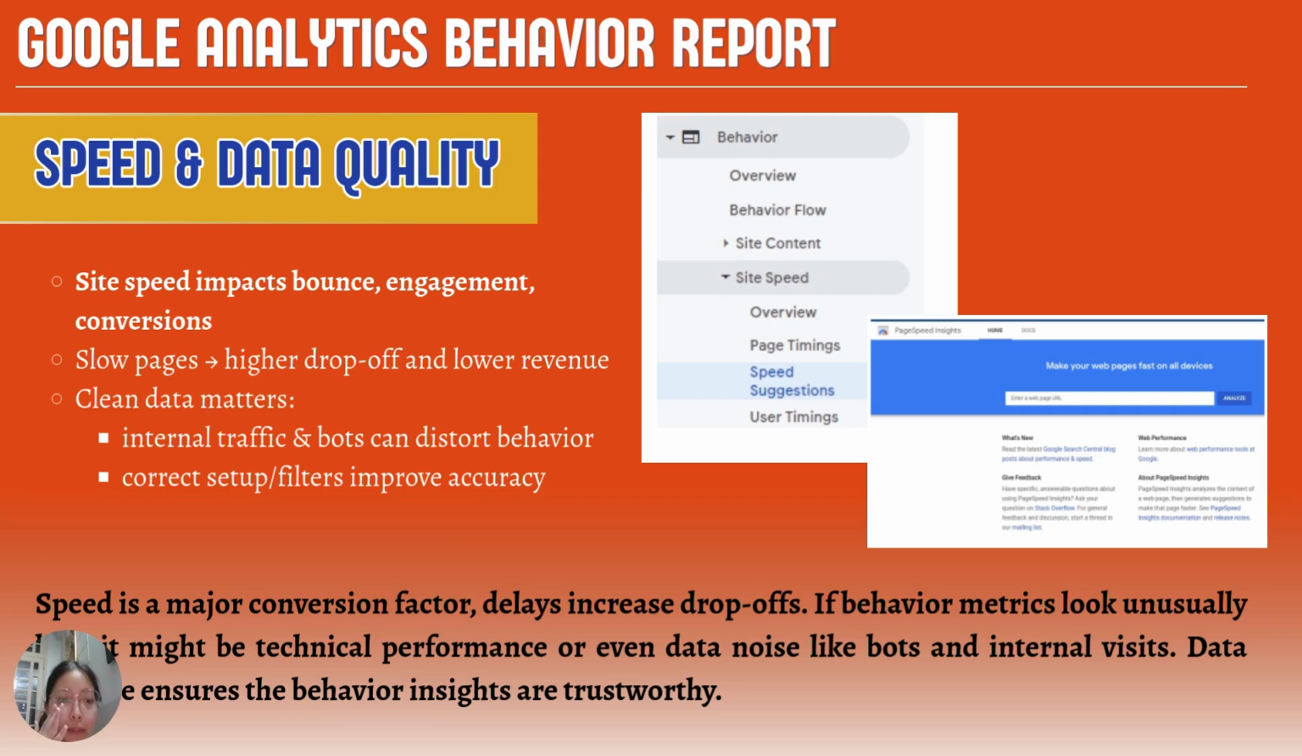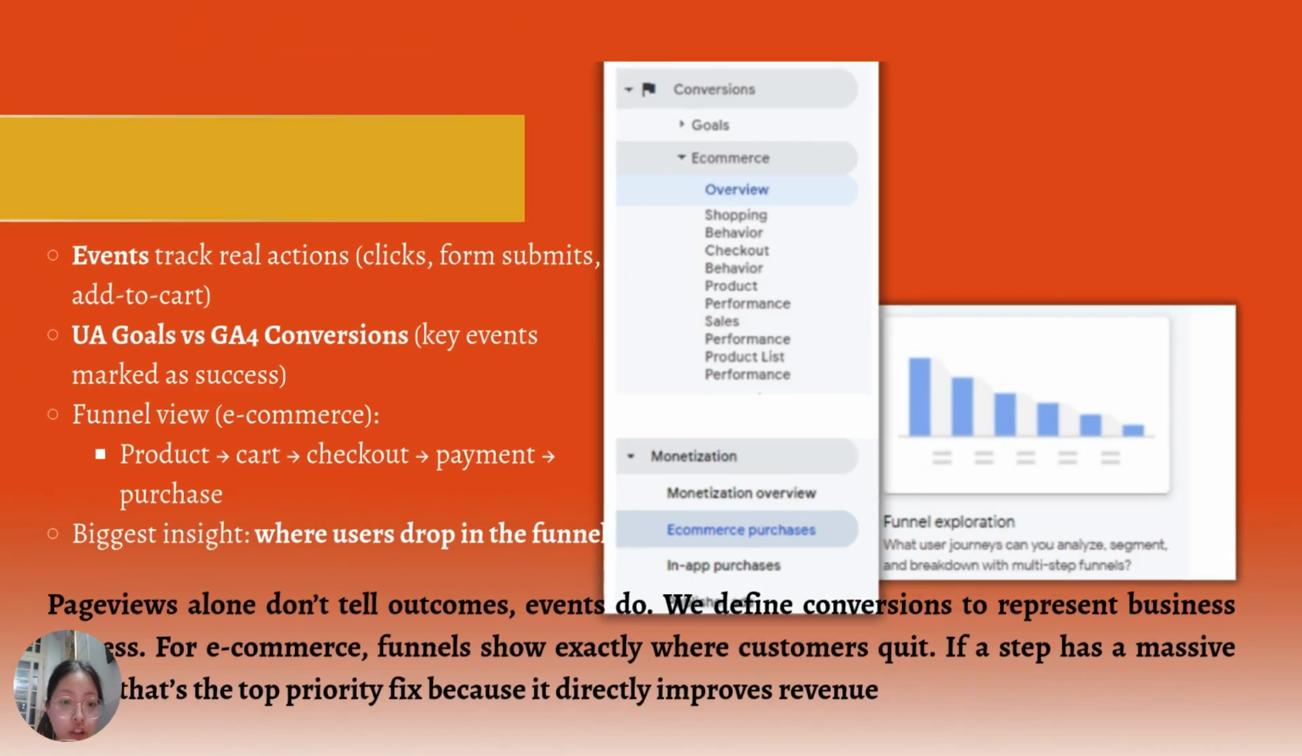And now, coming to the speed and that data quality, so the speed is a major conversion factor. Delays increase drop-offs. If behavior metrics look unusually bad, it might be technical performance or even data noise, like bots and internal visits. The data hygiene ensures the behavior insights are trustworthy.